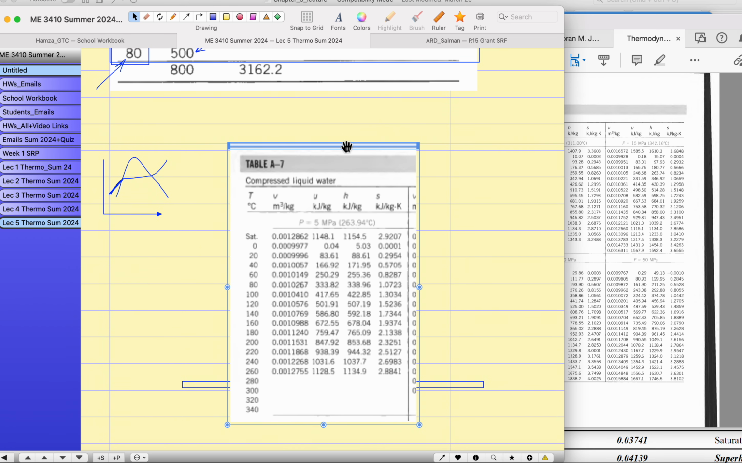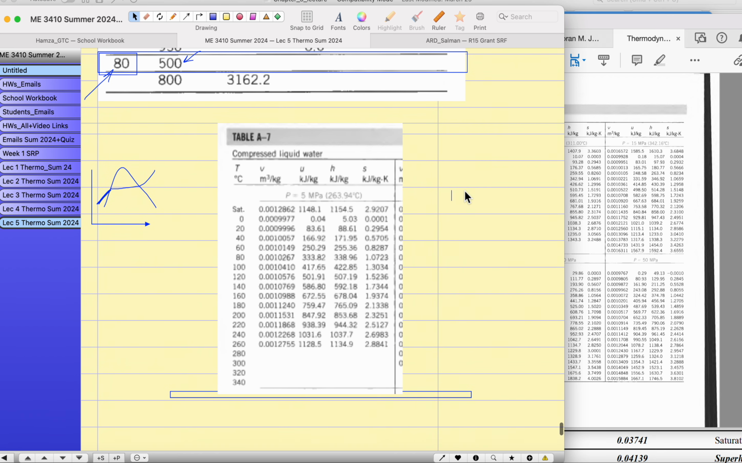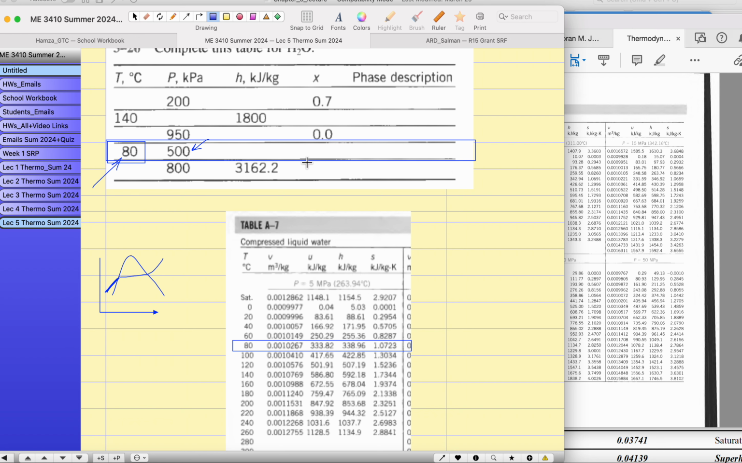Now over here we are looking at 80 Celsius. If you take a look, at 80 Celsius the value of H is 338.964. And for X, the quality, there is no quality when the liquid is in the compressed liquid state, and the phase is compressed liquid. So this is your answer.